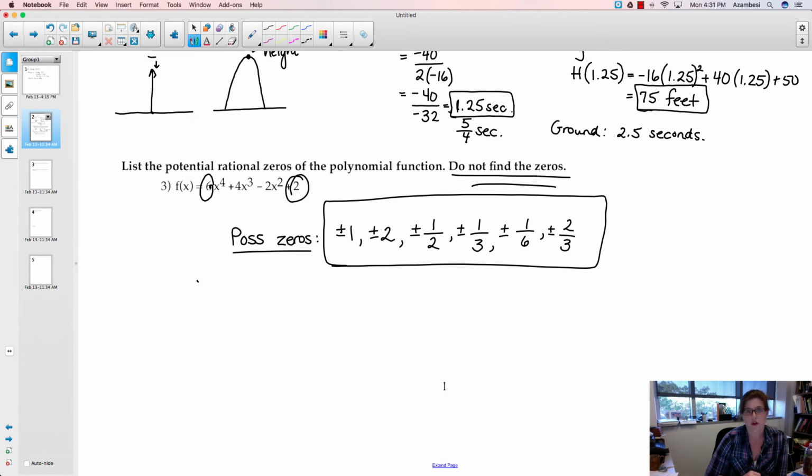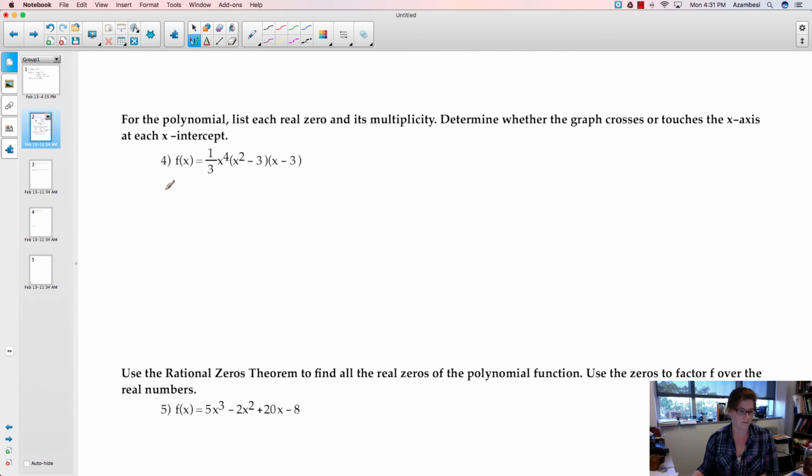Be careful of instructions on the test. This one says don't find the zeros, so you would have been wasting some time if you went through and found them all.